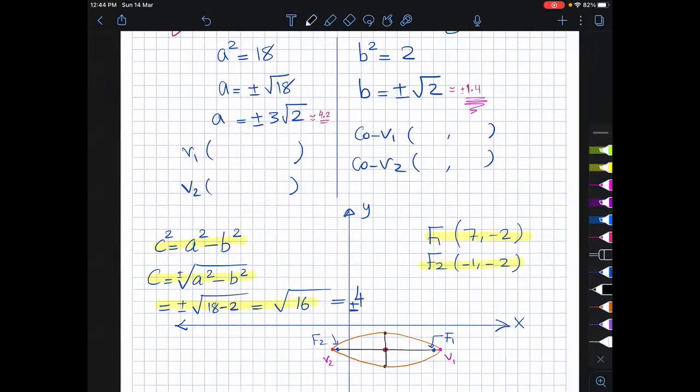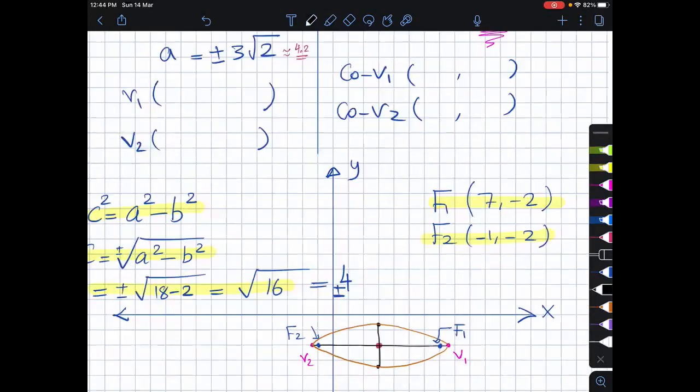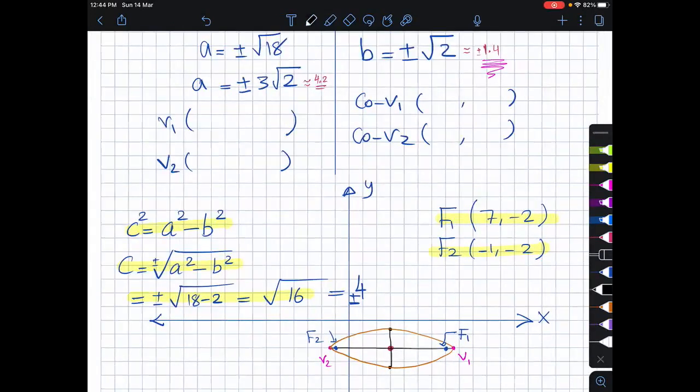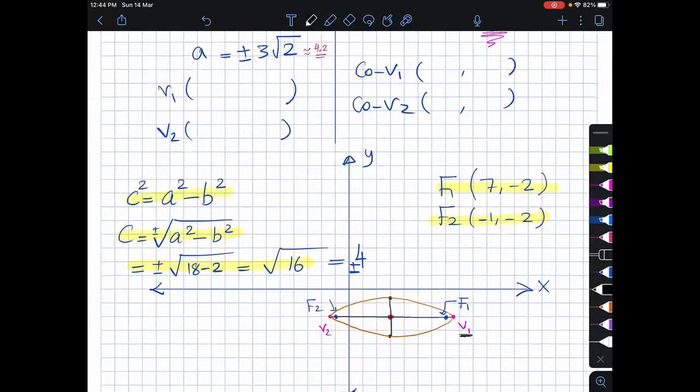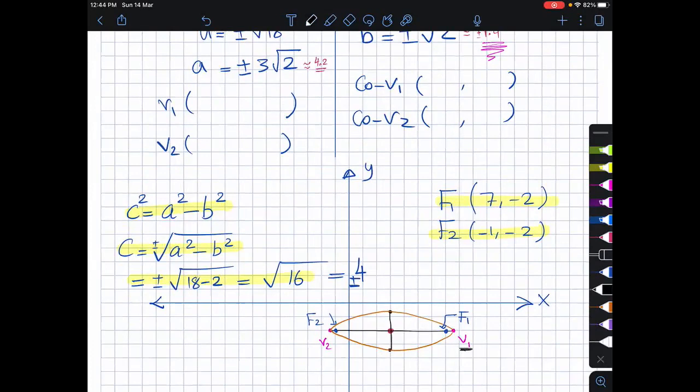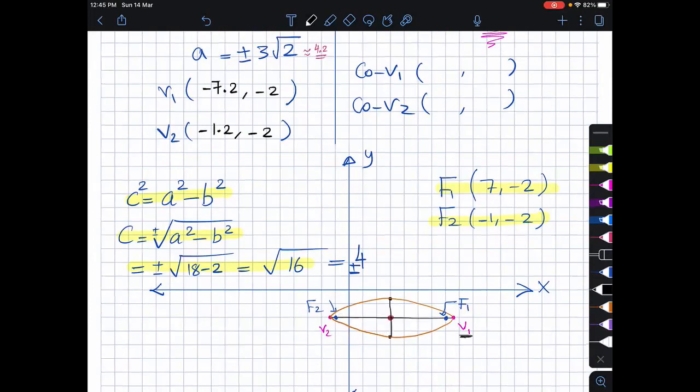And get V1 and V2, the coordinates of vertex 1 and vertex 2. This point here, V1. V1 is at, I think, 7 point something, right? And negative 2. And also negative 2 for the other, but here it's negative 1 point something. So negative 1.2 or 1.3 here, and 7.2 there, like this.